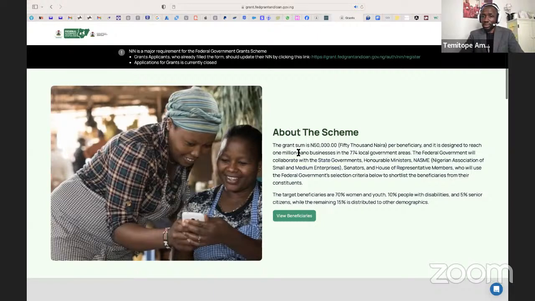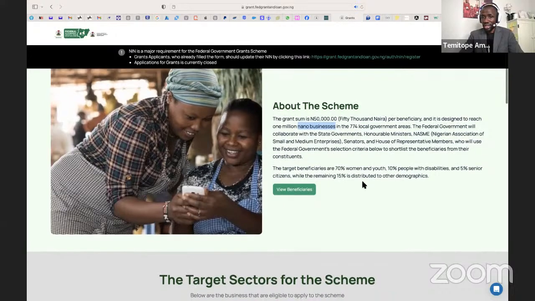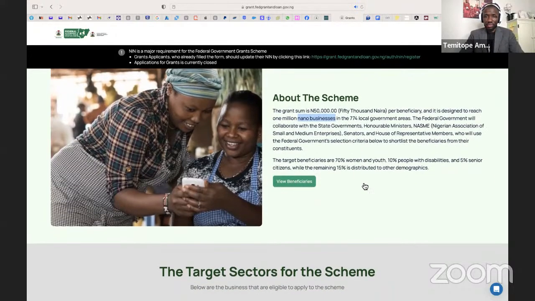When I say nano business, I mean extremely small businesses, different from micro. Micro is just small, but nano is smaller. And the target beneficiaries are 70% women and youth, 10% people with disability, and 5% senior citizens, while the remaining 15% is distributed to other demographics.